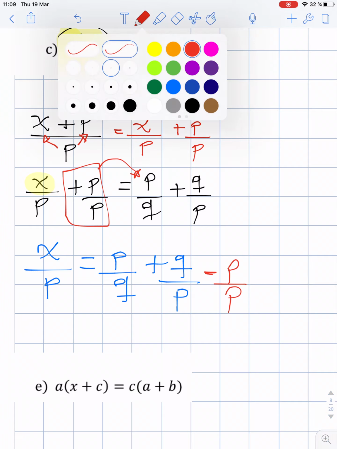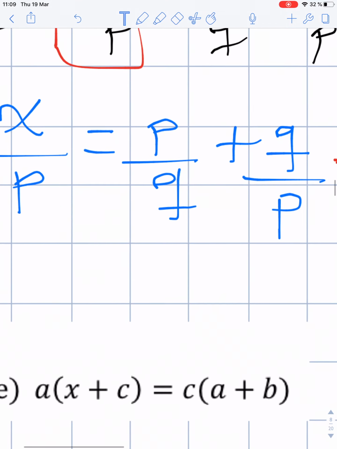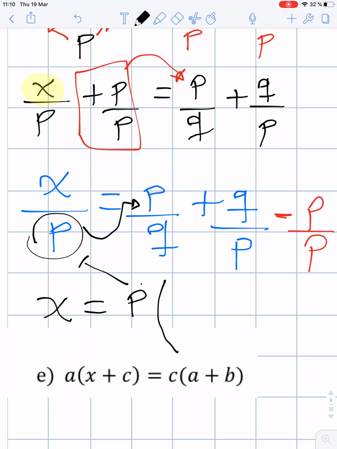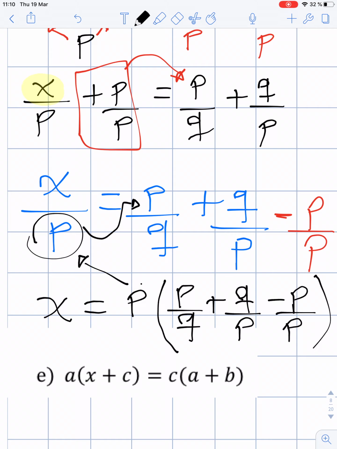You see, finally, this p that is dividing is going to pass to multiply all of this. And you can leave the answer as follows: x equals p brackets, this p is the p that is multiplying, p over q plus q over p minus p over p. And that is the final answer of this.